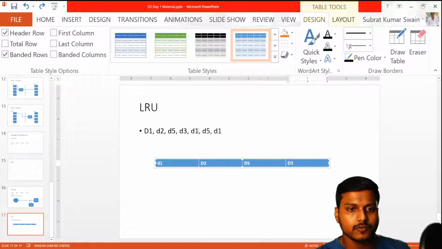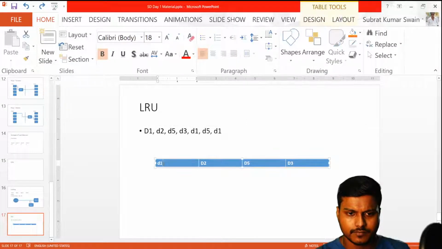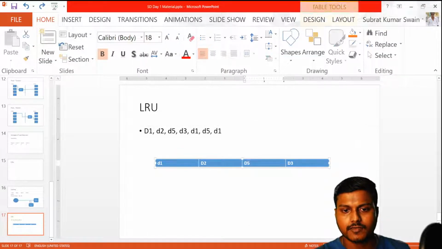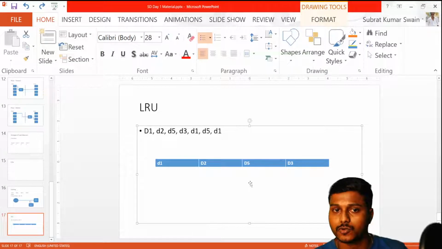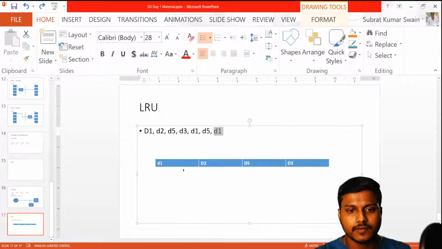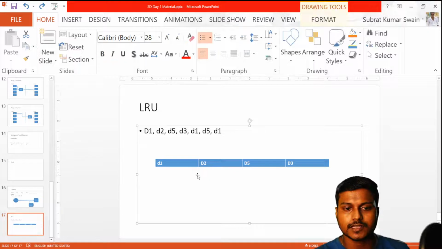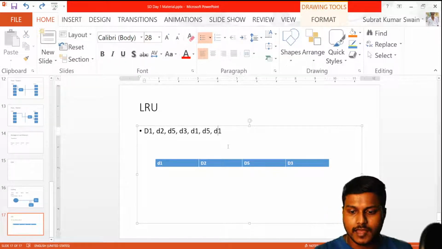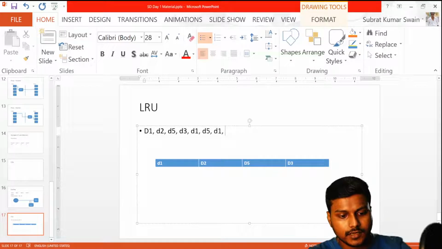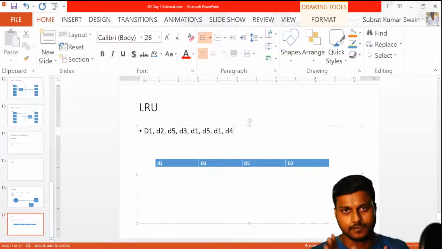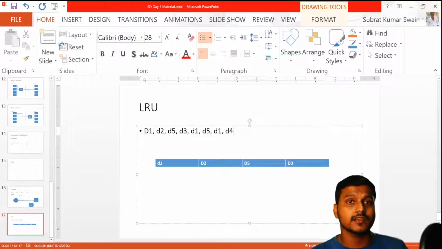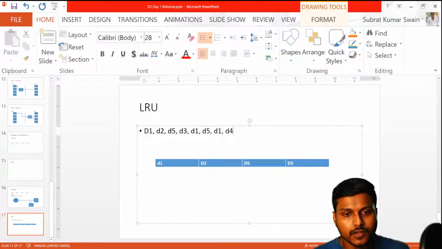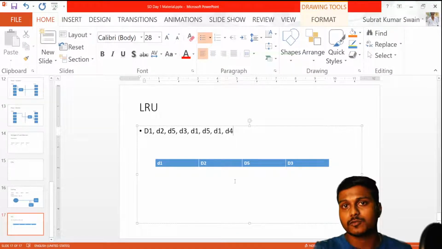Now we are again going for D1. D1 is there, so there is no issue. Then again D5 is fetched, and D5 is already there in the cache memory, so no issue. Again D1 is fetched, and it is already present in the cache memory, so there is no issue. Let's say the next time I am fetching something called D4, which is not in the cache. Obviously we'll come across a cache miss. There is no D4, so it would be fetched from the database.